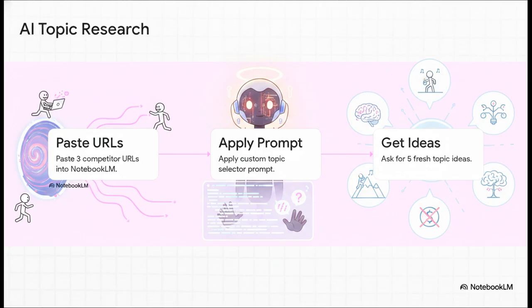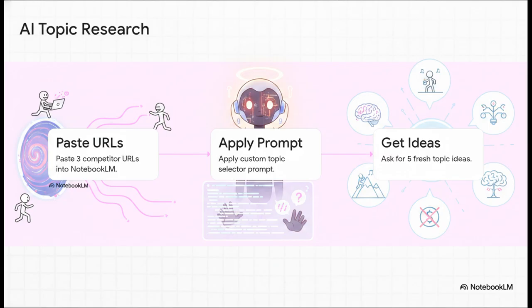So you start by taking 3 highly successful competitor channels, say the Stickman channels Simple Ways of Life or Productive Peter, and you paste their URLs directly into NotebookLM. By applying a custom topic selector prompt, the AI suddenly becomes your dedicated data-driven researcher and analyzes the specific themes, the title structures, and all those hidden content patterns of those successful channels. When you ask it for 5 fresh ideas, it doesn't just copy them. It synthesizes what already works to give you completely original, demonetization-safe concepts, like how to rewire your brain to crave hard tasks.